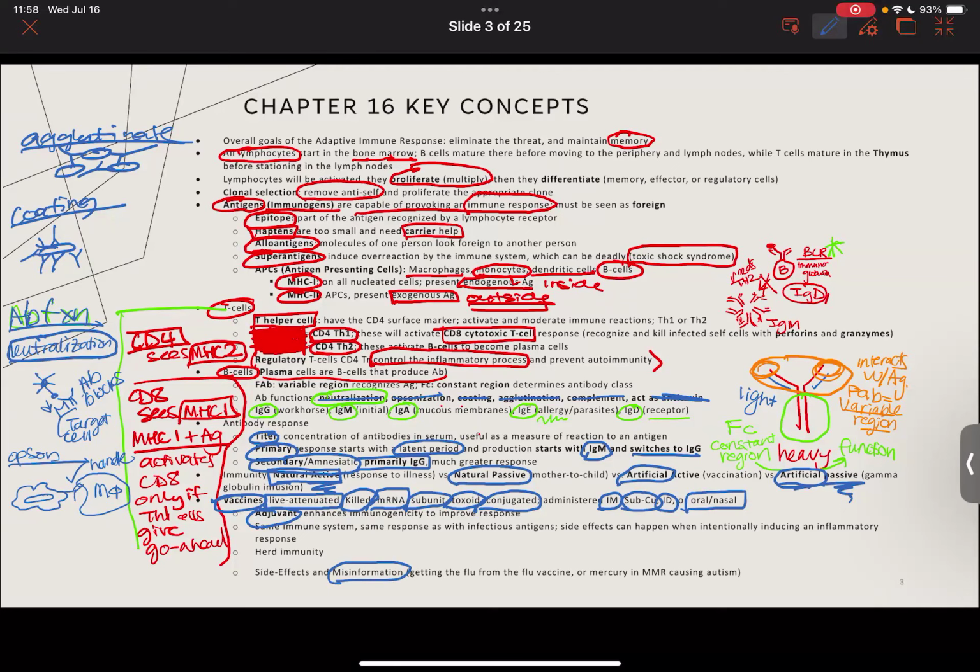Anytime that we are vaccinating somebody, it's your same immune system that would be reacting to the natural thing. We're just using our knowledge of the immune system and how it behaves in order to properly control the response and control the outcome there.